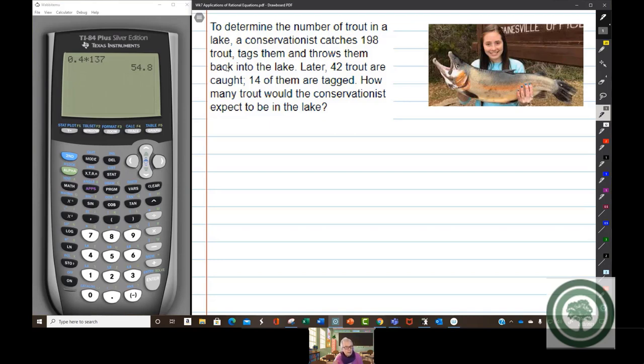So to me, it seems like you have to kind of stop and think about this. Okay, you've got the conservationist at the lake, and he catches 198 trout. That's out of all the trout. So what we're talking about is, this is how I chose to write it, tagged trout over all trout.